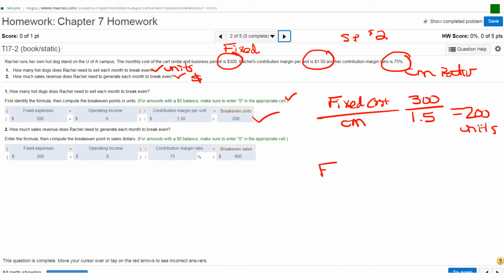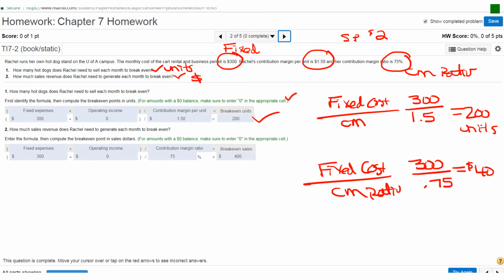So you could take, again, the fixed cost. Here's the formula, fixed cost, divide by your CM ratio. So if you take 300 and divide that by 0.75, that's going to give you dollars of 400. You could also take the sales units at break even, which is 200, and multiply that by the sales price, which was $2 from the previous problem, and you'll note that that's also going to give you the same answer.